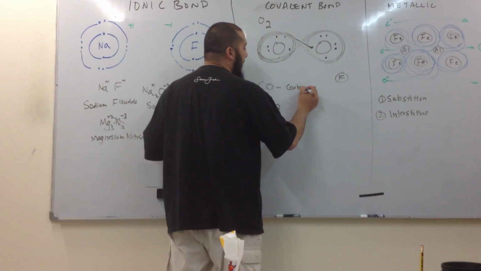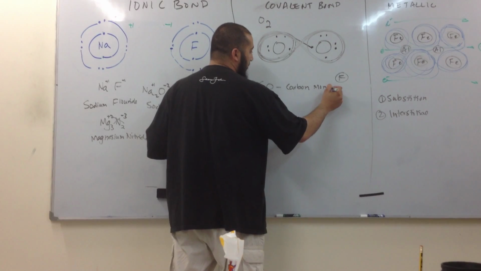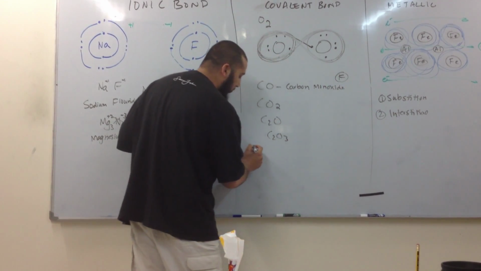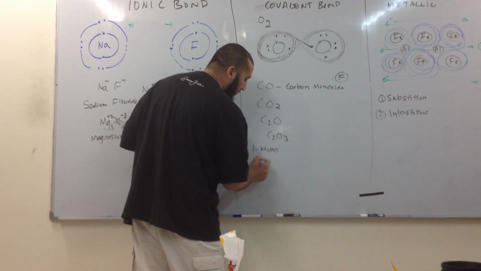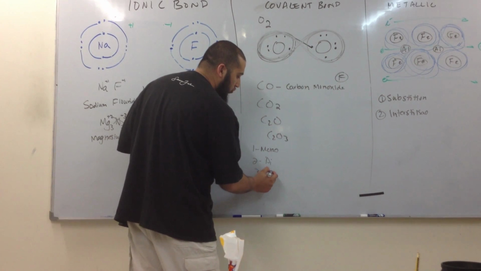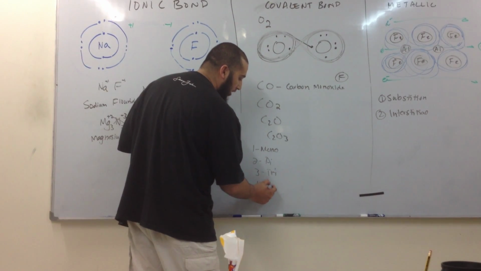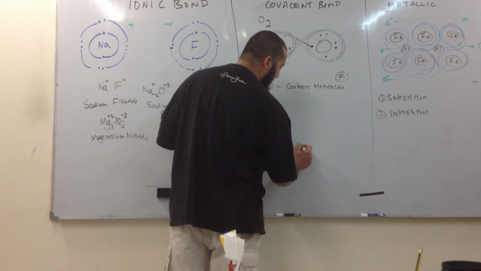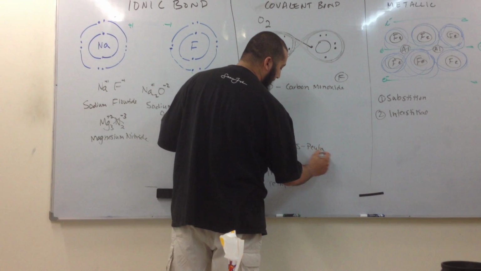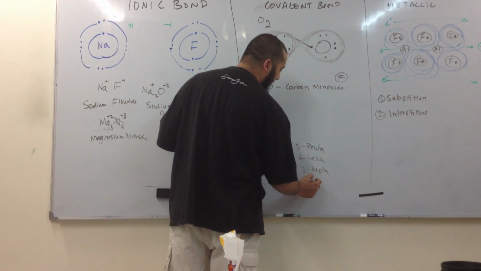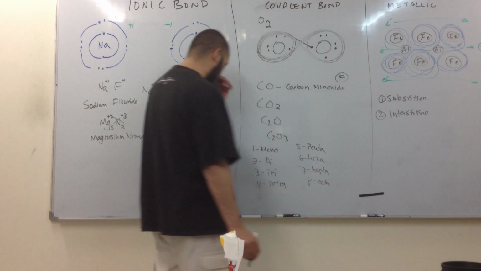So for this one, what am I going to call it? Carbon monoxide. Mono meaning? One. We need to learn all the prefixes too. Let's go over that right now. So how do we say one? Mono. How do we say two? Di. Three? Tri. Four? Tetra. Five? Penta. Six? Hexa. Seven? Hepta. And eight? Octa. So memorize these, okay?